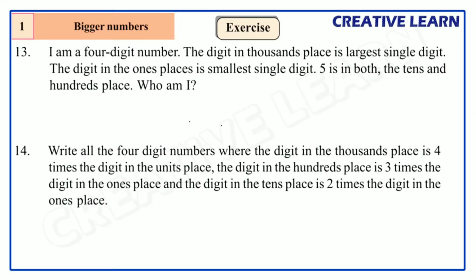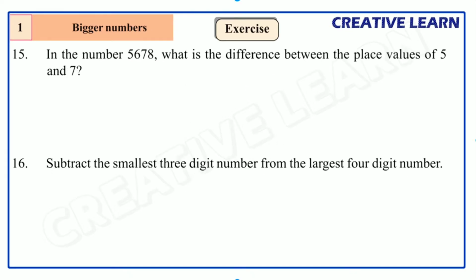Now I am going to continue the exercise from the bigger numbers chapter. Here is the next question, 15th question. In the number 5678, what is the difference between the place values of 5 and 7?